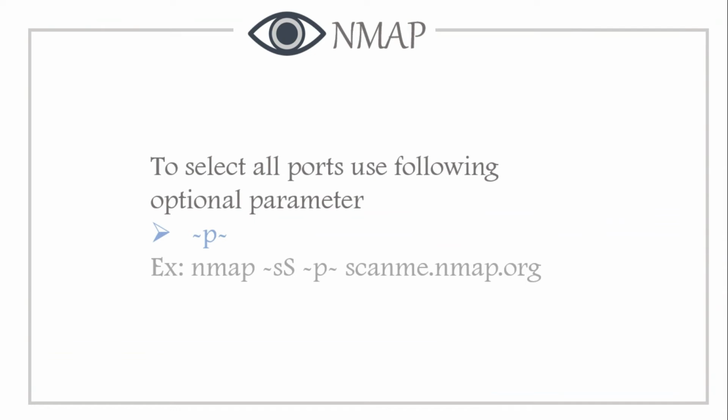To select all ports, use the following optional parameter, -p-. It will take time, so try it on your own. For example, nmap -sS -p- and specify the target.